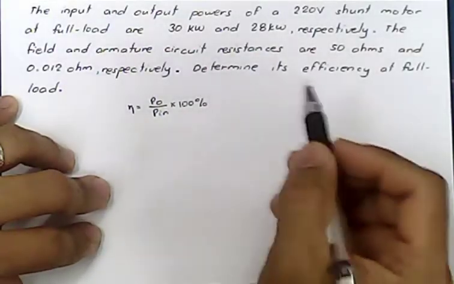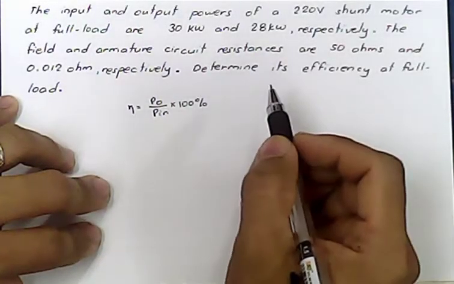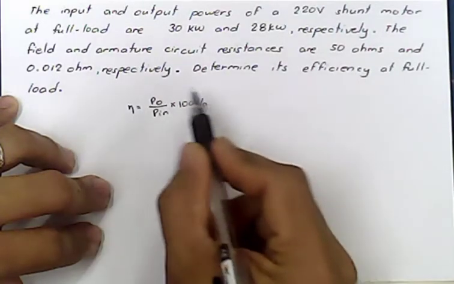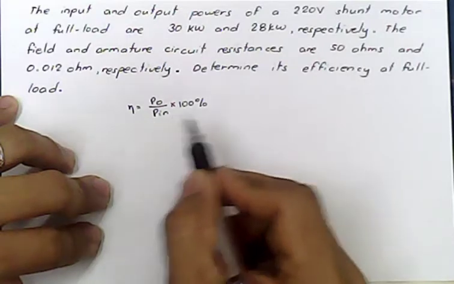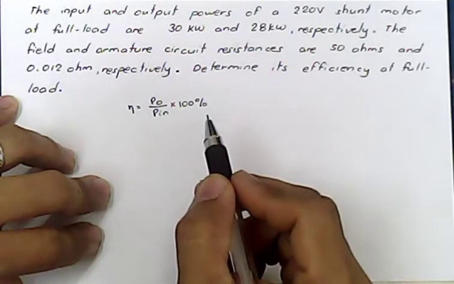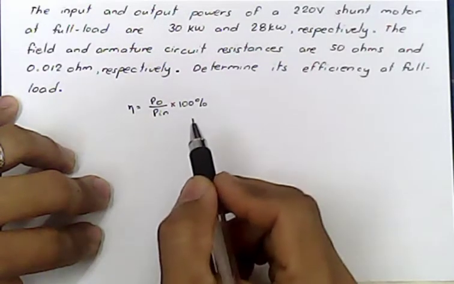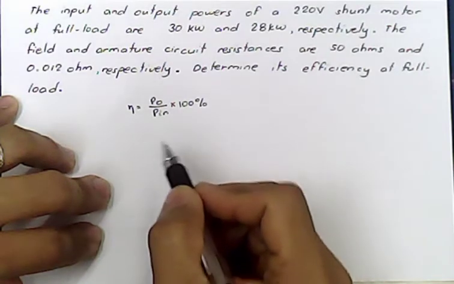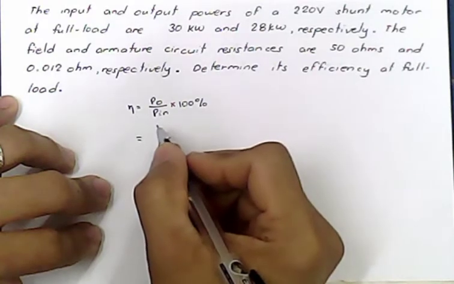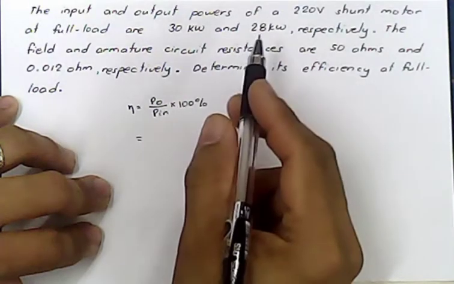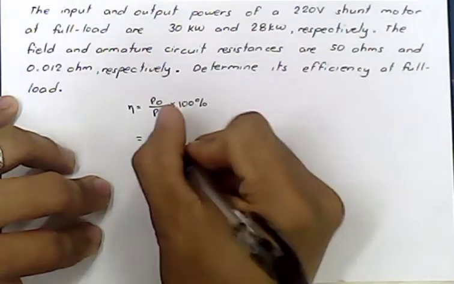Napaka-importante na habang tayo ay nagpa-practice mag-solve ng mga problems, sinusulat natin palagi yung mga formulas para hindi natin sila makalimutan agad-agad. Mas matatandaan natin itong mga to habang mas sinusulat natin sa ngayon. Habang mas ginagamit, mas naaalala natin. Substitute natin yung mga given. Power output, that is 28 kilowatts.